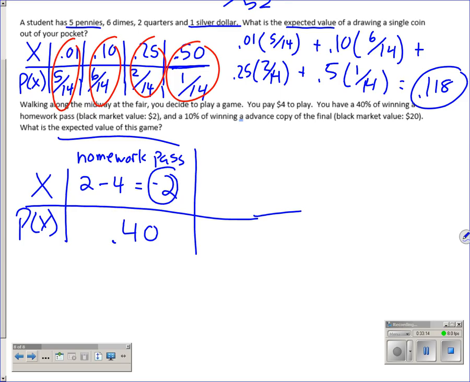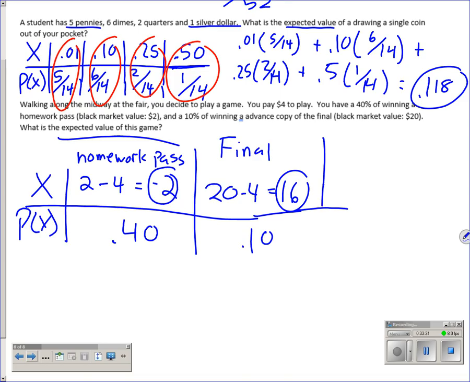Now, the other one I can get is the copy of the final. The final is worth $20, but remember, I'm paying 4 to play. So really, the money that I'm earning is $16, and I have a 10% chance of winning that. Now, that counts for 50% of my outcomes. What about the other 50%? Well, how about I just lose? I don't get anything. Then I lose the $4 that I've paid to play.